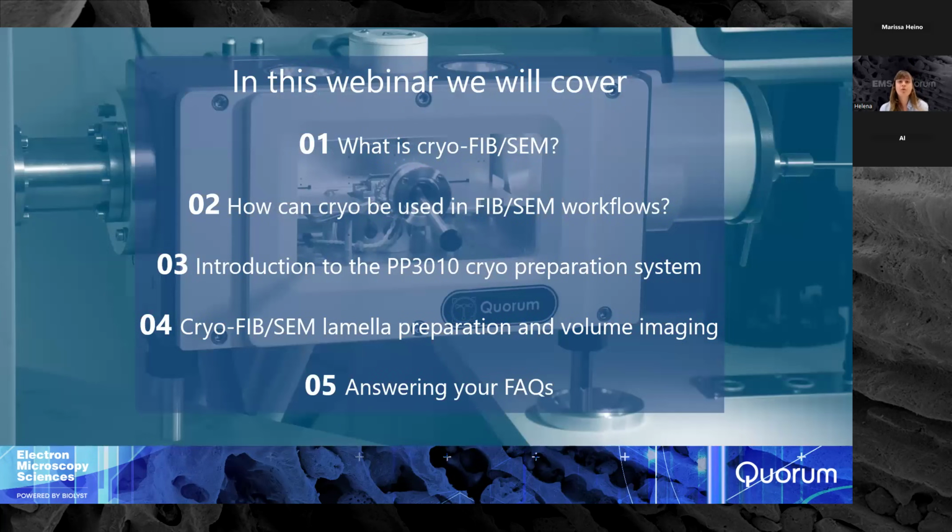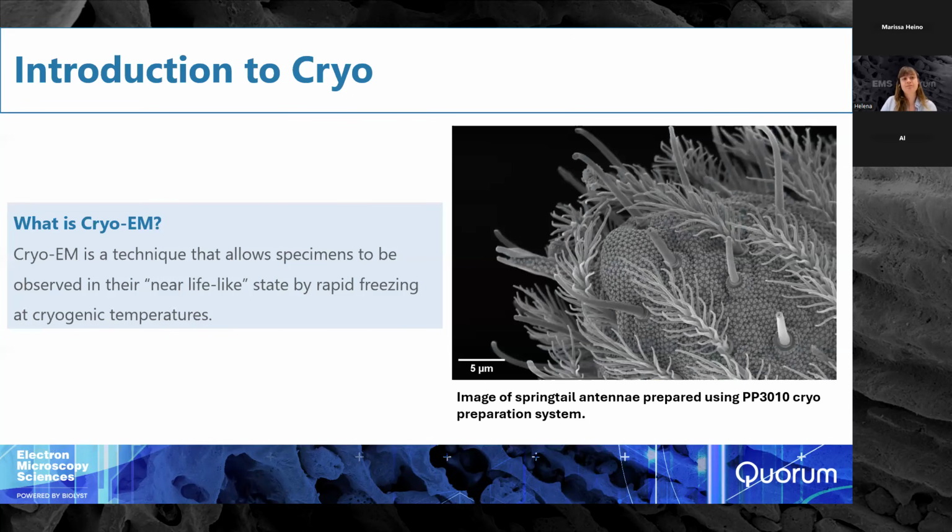Just to give you an overview of what we're going to be covering in this webinar, we're going to start off by defining what cryo-FIB-SEM is and how cryo is useful in FIB-SEM workflows. We're then going to move on to a more detailed overview of how our cryo-FIB-SEM processes work using our PP3010 cryo preparation system. Then I'm going to be talking a little bit about cryo-FIB-SEM lamella preparation and volume imaging, and then finally answering some frequently asked questions that we get at Quorum Technologies and EMS, and then opening the floor to questions from any of the audience.